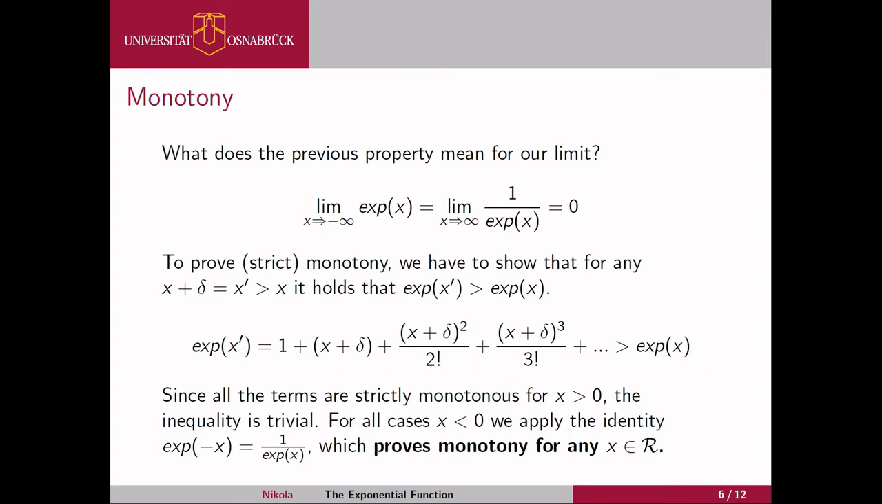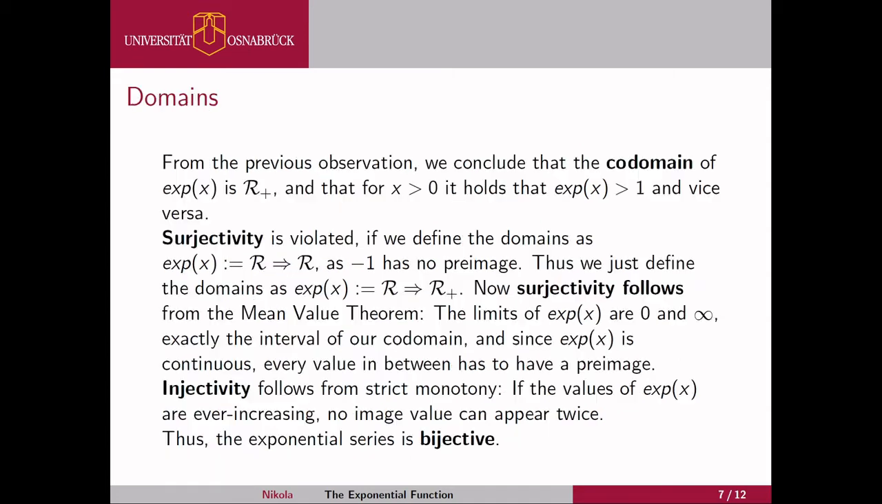And since we have the identity we showed right before with the inverse relationship for negative arguments, we also know that the same thing is true for x smaller than 0. And thus we have proven that the exponential series is monotonous for every single real.